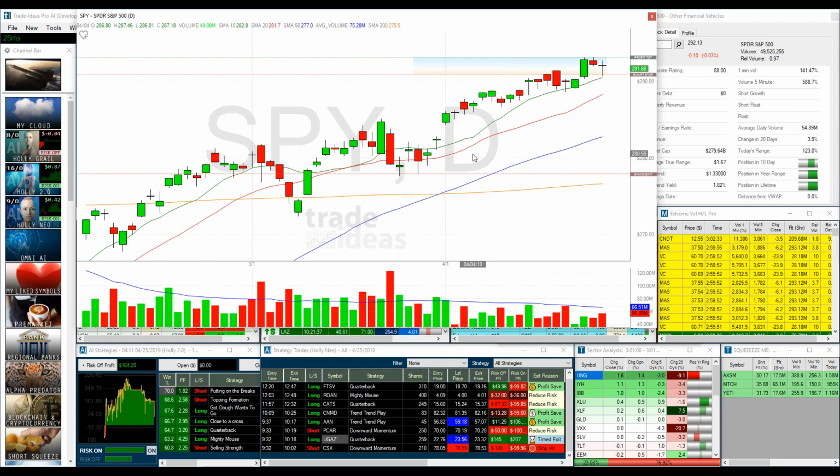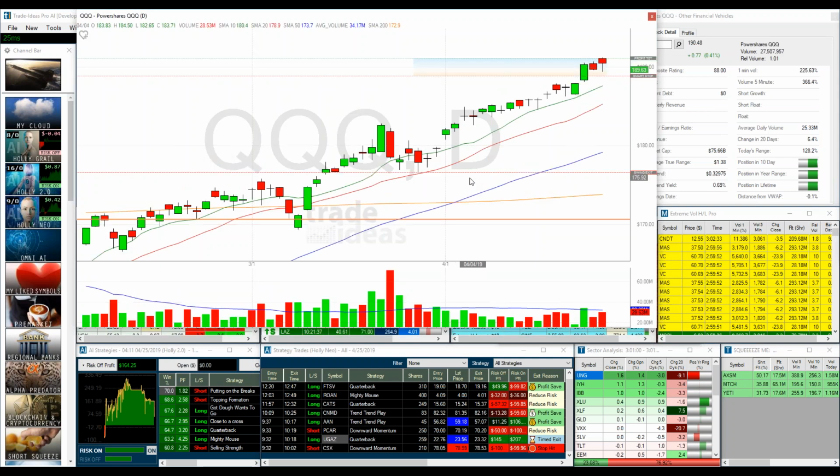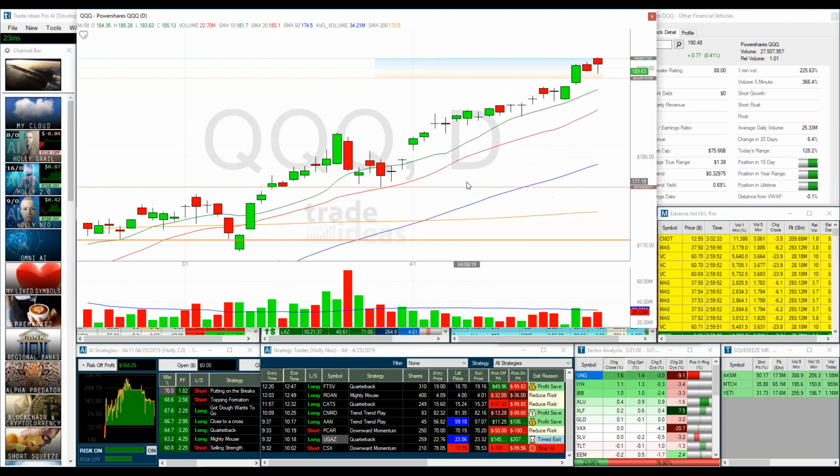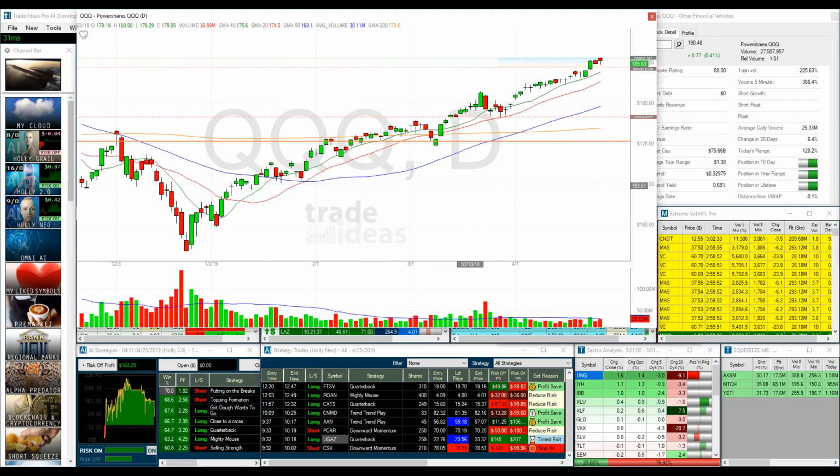But anyway, let's take a look around. The Qs are still kind of leading the way, guys. Facebook came out with earnings. Not a real impressive candle today, but nonetheless moving higher. It is at all-time highs. All you have to do is look at my single stock window over here: position in lifetime range, position in year range. When you see everything moved over far to the right like that, that's good if you're bullish, for sure.